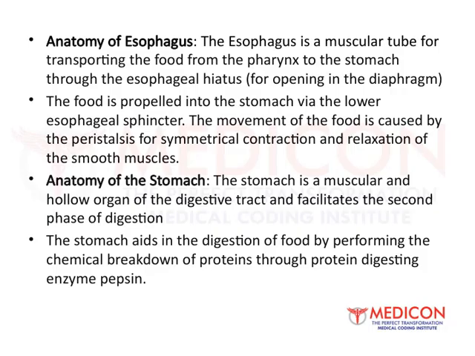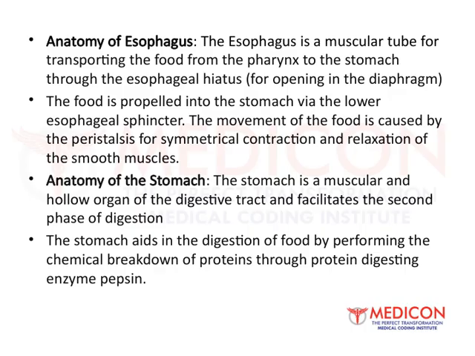Let's take a closer look at the anatomy of the esophagus. The esophagus is essentially a muscular tube that plays a crucial role in transporting food from the pharynx down to the stomach. It passes through an opening in the diaphragm called the esophageal hiatus, which allows it to connect seamlessly with the stomach.